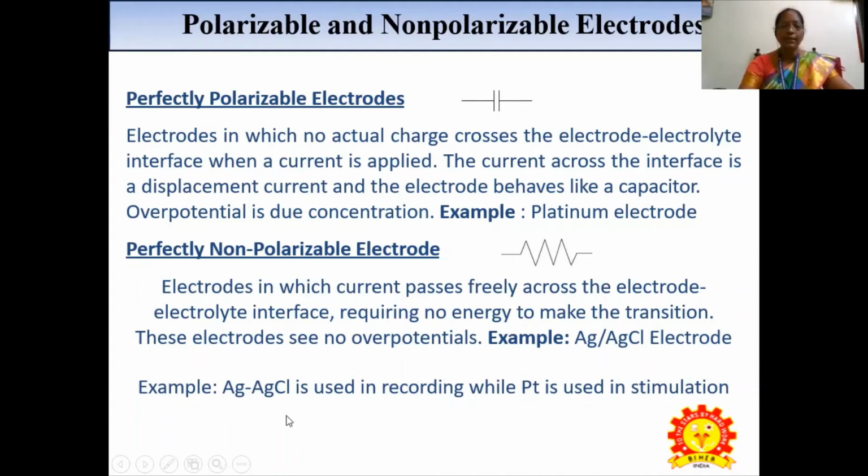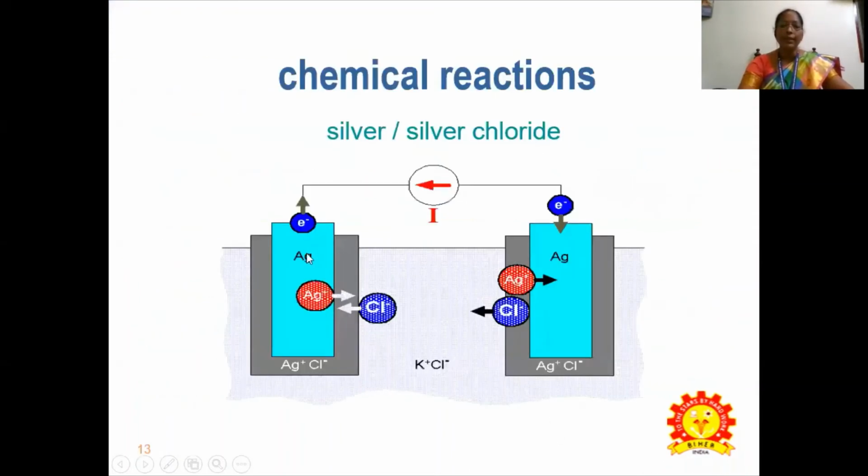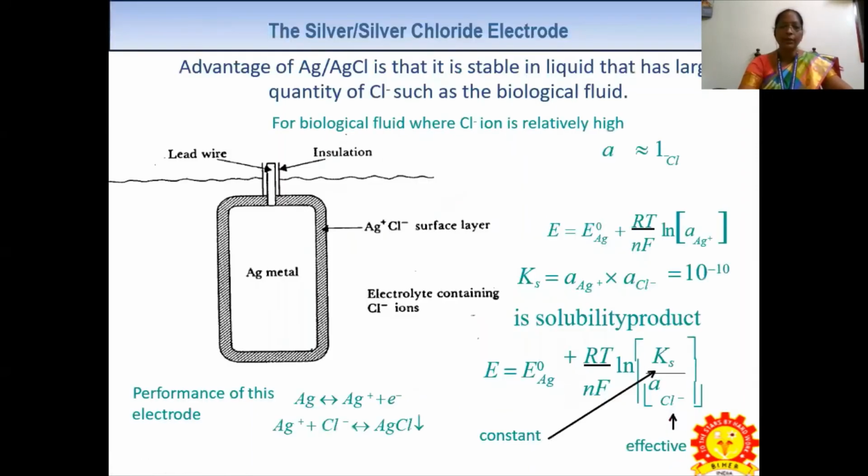The example is silver chloride, and it is used for recording, while platinum is used for stimulation. The chemical reactions of silver and silver chloride are shown in this diagram, which shows the electrolyte used here is K plus Cl, and how these electrodes chemically react with one another. The chemical reactions involved in the silver chloride electrode.